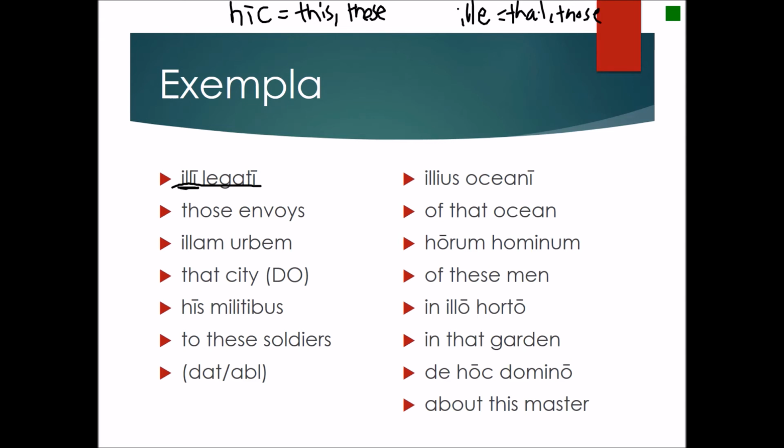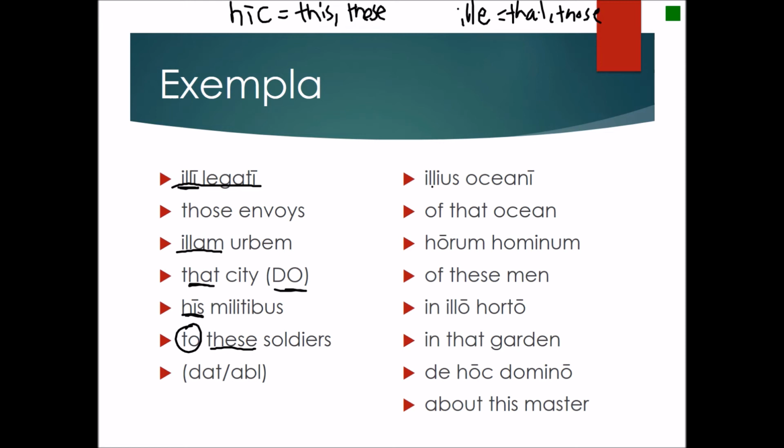And you can see the translations on the board. Illam urbem, illa would indicate we need a that translation, and it happens to be accusative. His militibus, since we're using a plural form of hic, we want to translate with these, and this happens to be either dative or ablative, so we can include to these soldiers or by means of these soldiers.